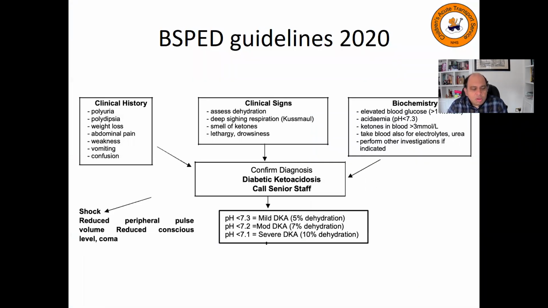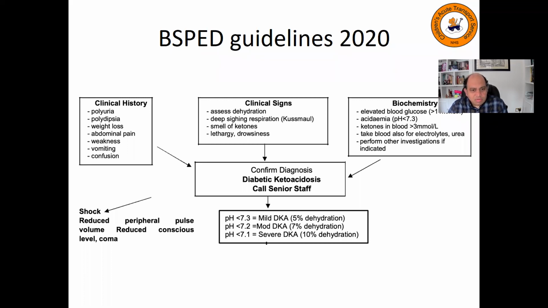Thank you. So BSPED Guidelines 2020 were released in January, effectively used from April 2020. NICE guidance was updated at the end of 2020 from the previous 2015 version. I'm sure you've all seen this, so I'm not going to go into too much detail, but essentially the bare bones of this is that there are certain clinical history features, some clinical signs, and some biochemical features that indicate the diagnosis of DKA, which we've just covered.